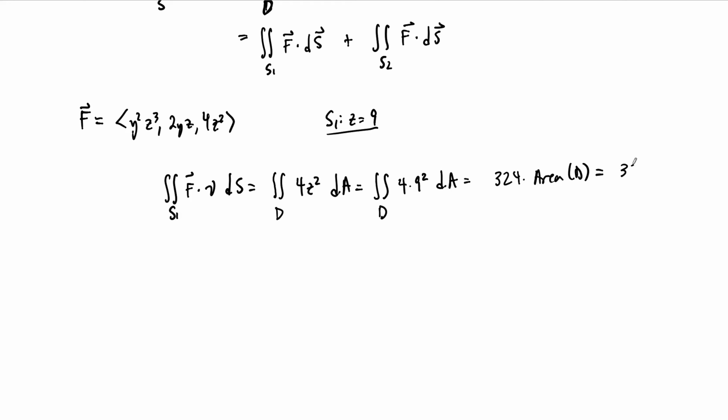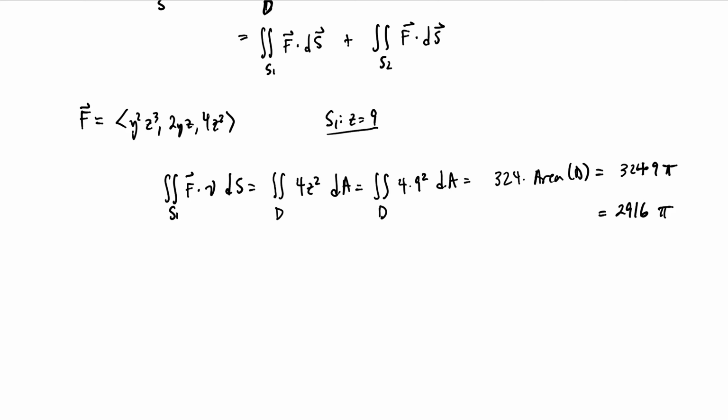So then we get 324 times 9 pi. So this portion of the flux gives us 2916 pi. All right, now we need to compute the second integral here.